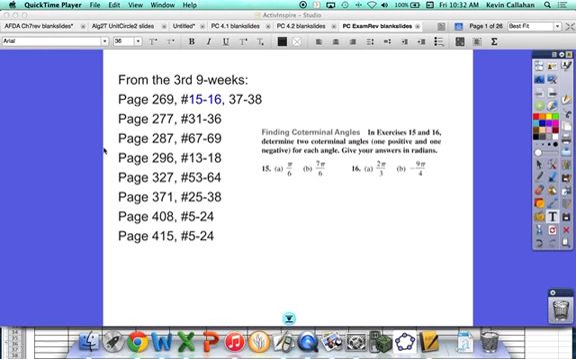Right. So these are from the third 9 weeks, right? The 10 problems from the third 9 weeks relate to these problems here. And you could see the first set of problems, 269, 15, and 16, are finding coterminal angles, right? How do you find coterminal angles in radian measure? Add or subtract 2 pi, right?